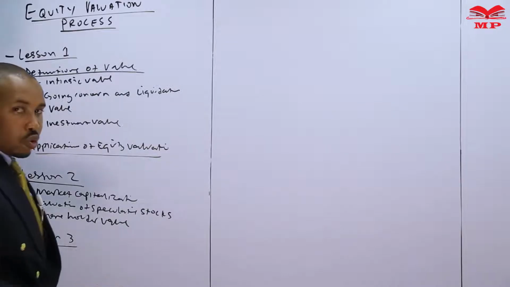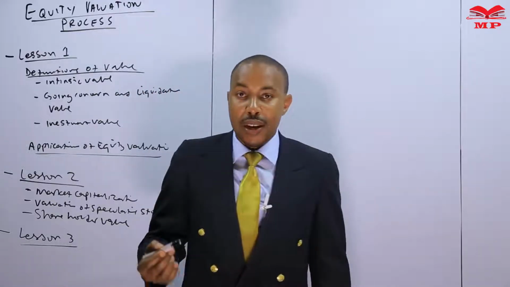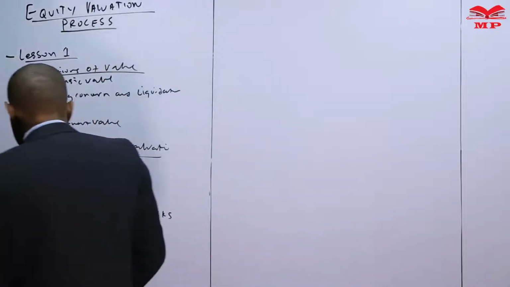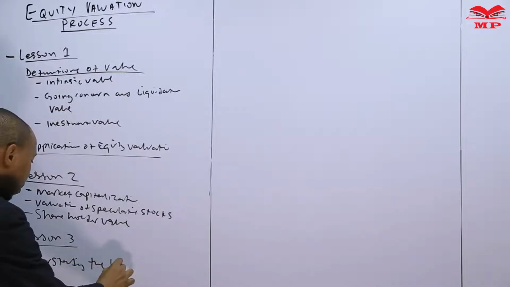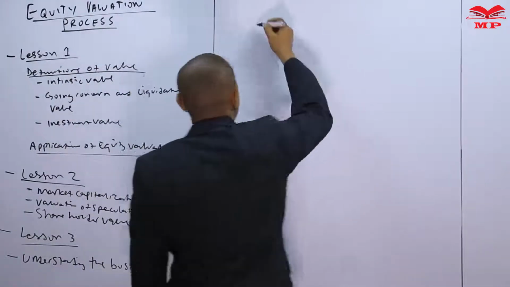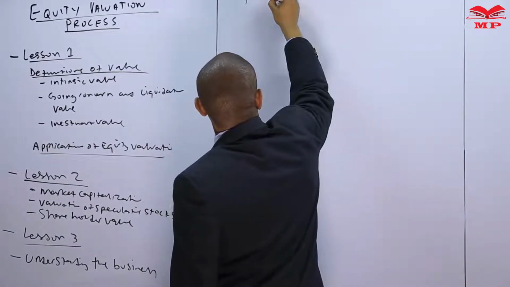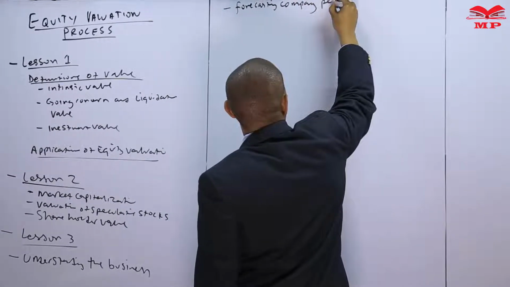Now in lesson 3, what are we going to look at? We will look at the equity valuation process, or the steps that are involved in the equity valuation process. And the steps have been abridged here. So we can start with the first step, understanding the business. Then we will move ahead and look at the second step, forecasting company performance.